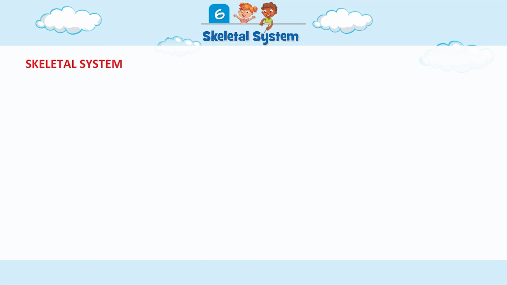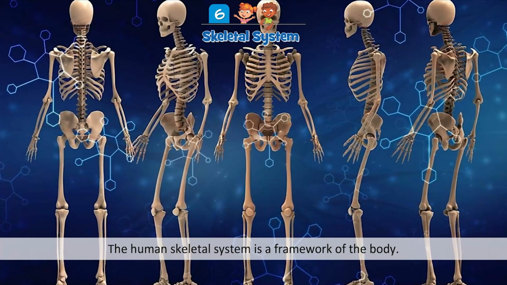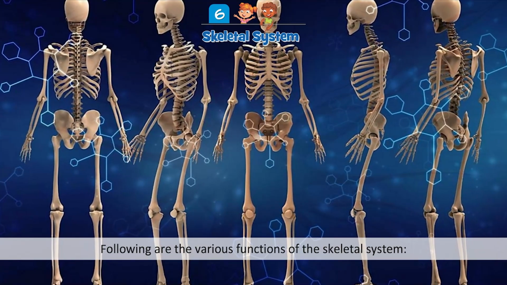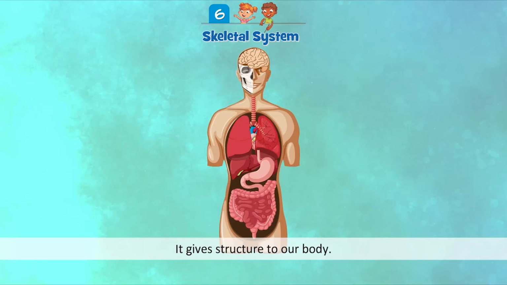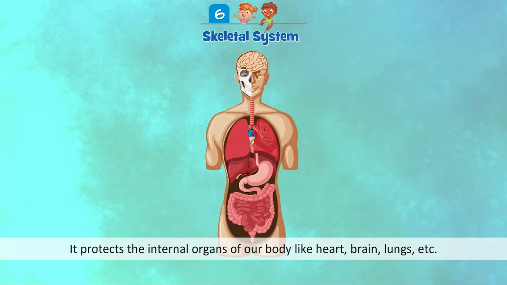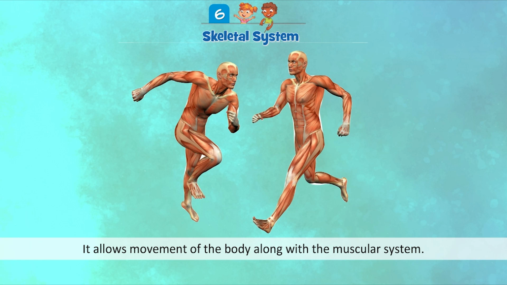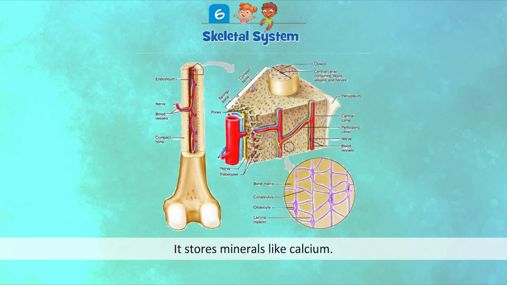Skeletal System. The human skeletal system is a framework of the body. Following are the various functions of the skeletal system. It gives structure to our body. It protects the internal organs of our body like heart, brain, lungs, etc. It allows movements of the body along with the muscular system. It stores minerals like calcium.